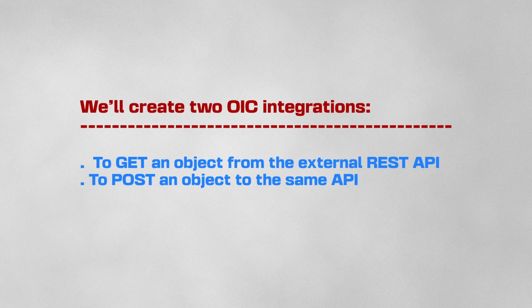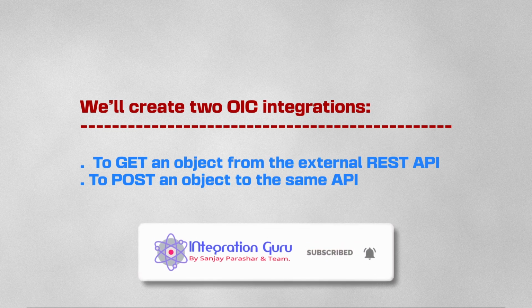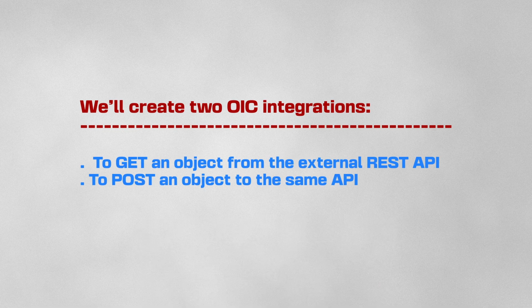Now that we understand the API, let's move to OIC and build our integrations. We will create two OIC integrations, one integration to get an object from an external REST API, another integration to post an object to the same API. This will help us understand how REST adapter works as both a trigger and an invoke. Let's start the demo and build these two services step by step.